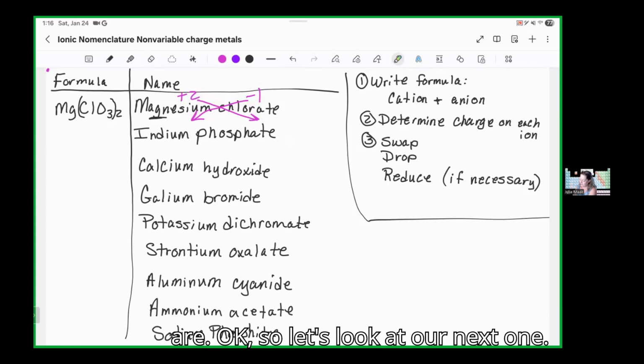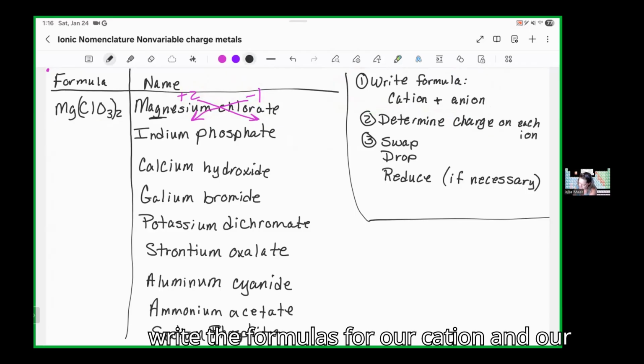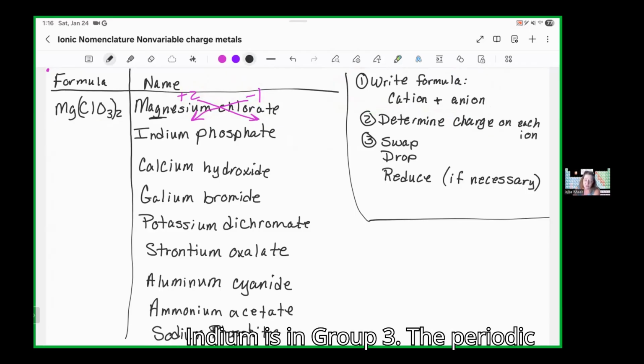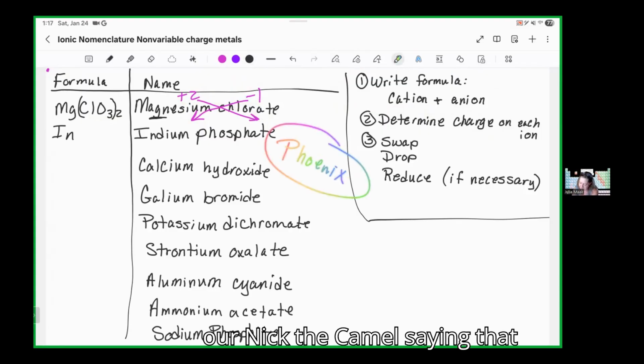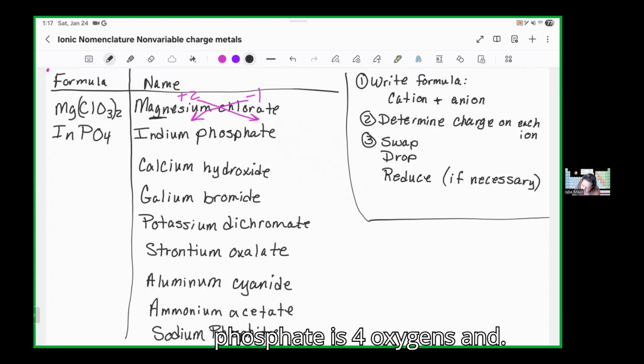Okay, so let's look at our next one. Our first rule, we're going to write the formulas for our cation and our anion. So our cation is indium, and indium is in group 3 on the periodic table, is In. And phosphate, we know from the saying that phosphate has 4 oxygens and a -3 charge. So our phosphate is 4 oxygens.